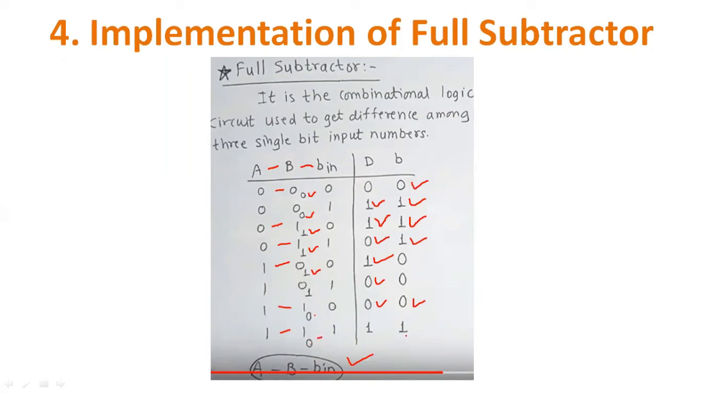Here the borrow was 0 initially, but again 0 minus 1 is done, so that time the difference is 1 with borrow equal to 1. So this is the truth table of the full subtractor. Now the next point is we have to obtain the difference equation and the borrow equation using the K-map. So let us see the K-map.